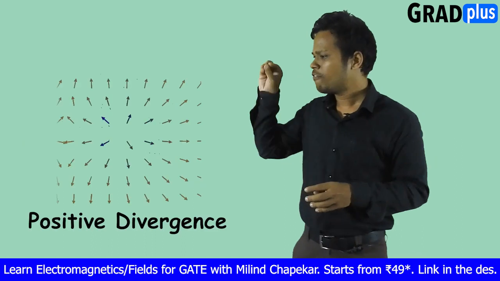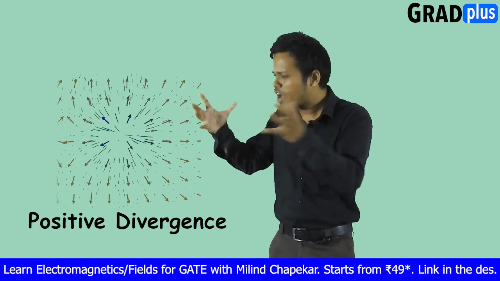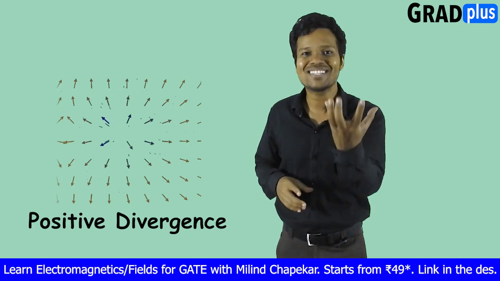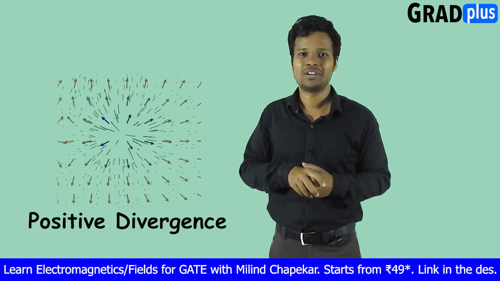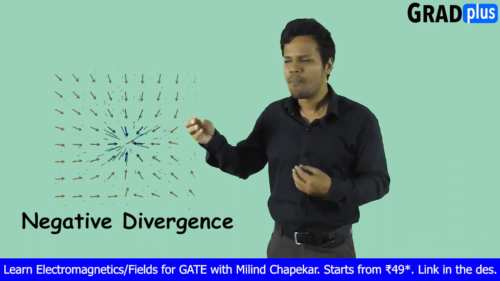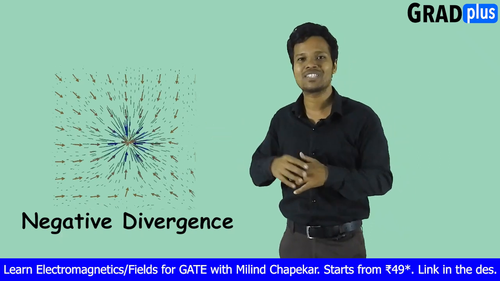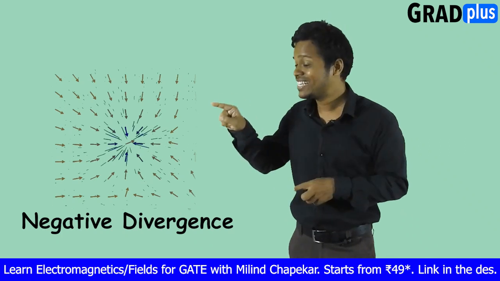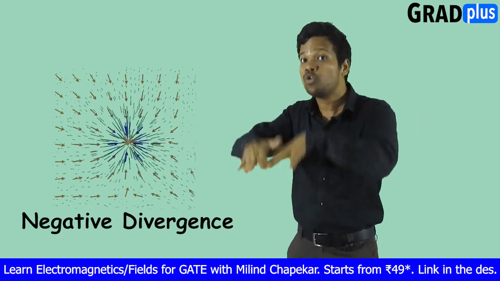For example, if at any point in the space more and more field lines are coming out of that point, sourcing out of that point, as you can see from the screen, then you can say this is the positive divergence at that point. While at some point in the space, more and more field lines are going into, sinking into that point, as you can see from the screen, then you can say there is a negative divergence at that point. See, divergence is the outgoingness.